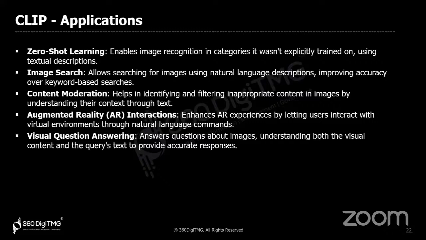Then the applications of it are: it has zero-shot learning. It enables image recognition in categories it wasn't explicitly trained on, using textual descriptions. Then there is image search. Image search will allow searching for images using natural language descriptions. It improves the accuracy over keyword-based searches.